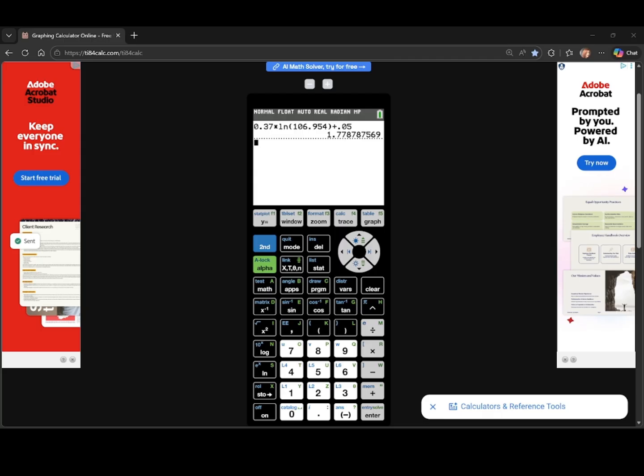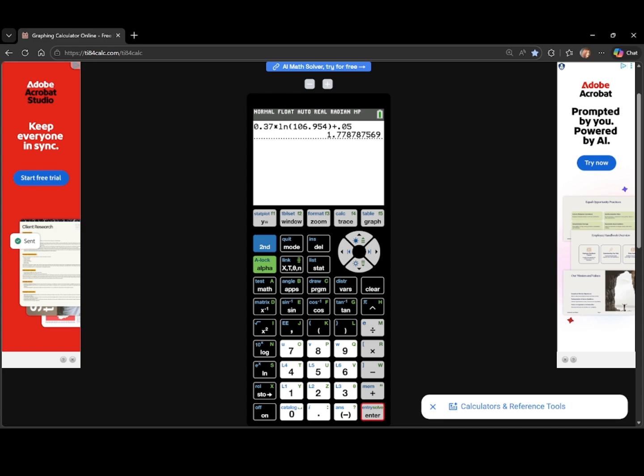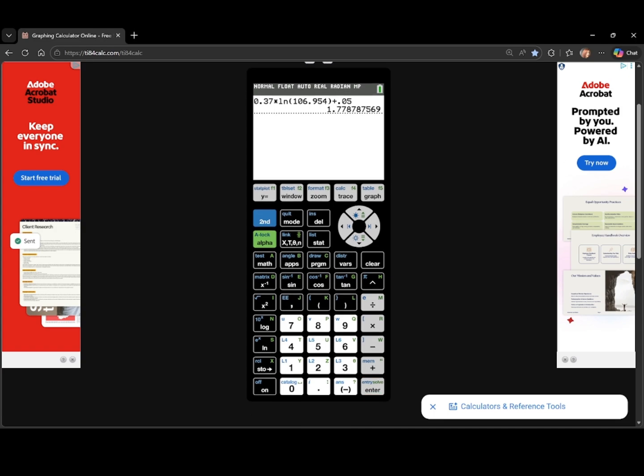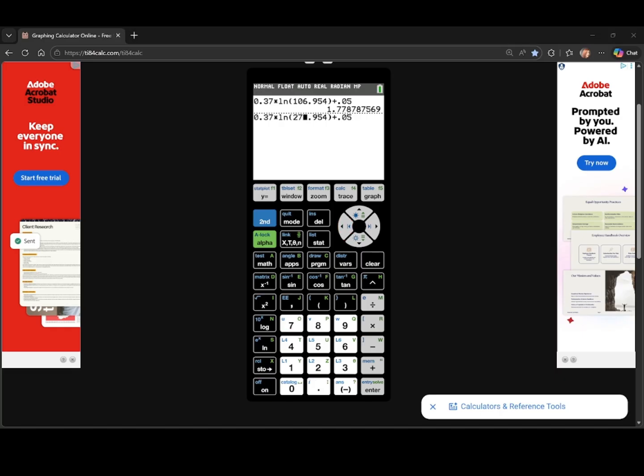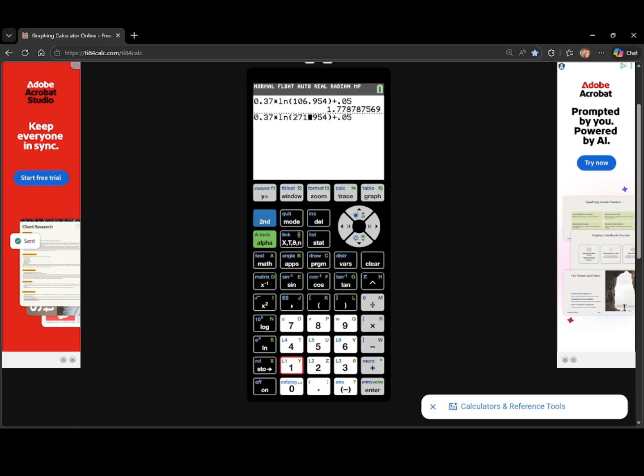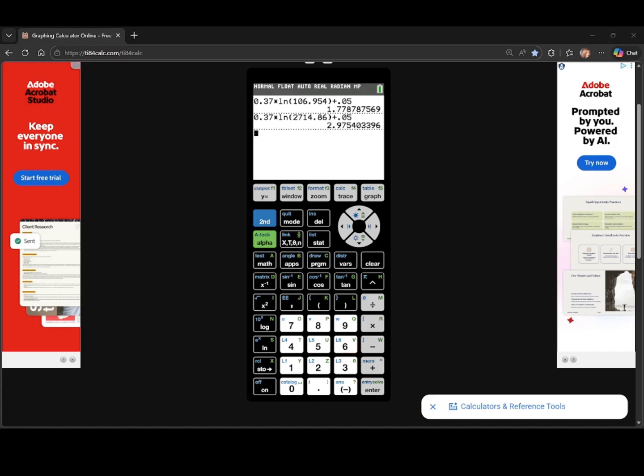And then the next one is 2,714.856. We will do the same thing there. So I don't know if you knew this about your calculator, but you can actually hit second enter to retype what you had before. So I'll go back and we'll clear out these values. And I'm going to do 2714.856. 0.86, close enough. 2.9754 is what we get.